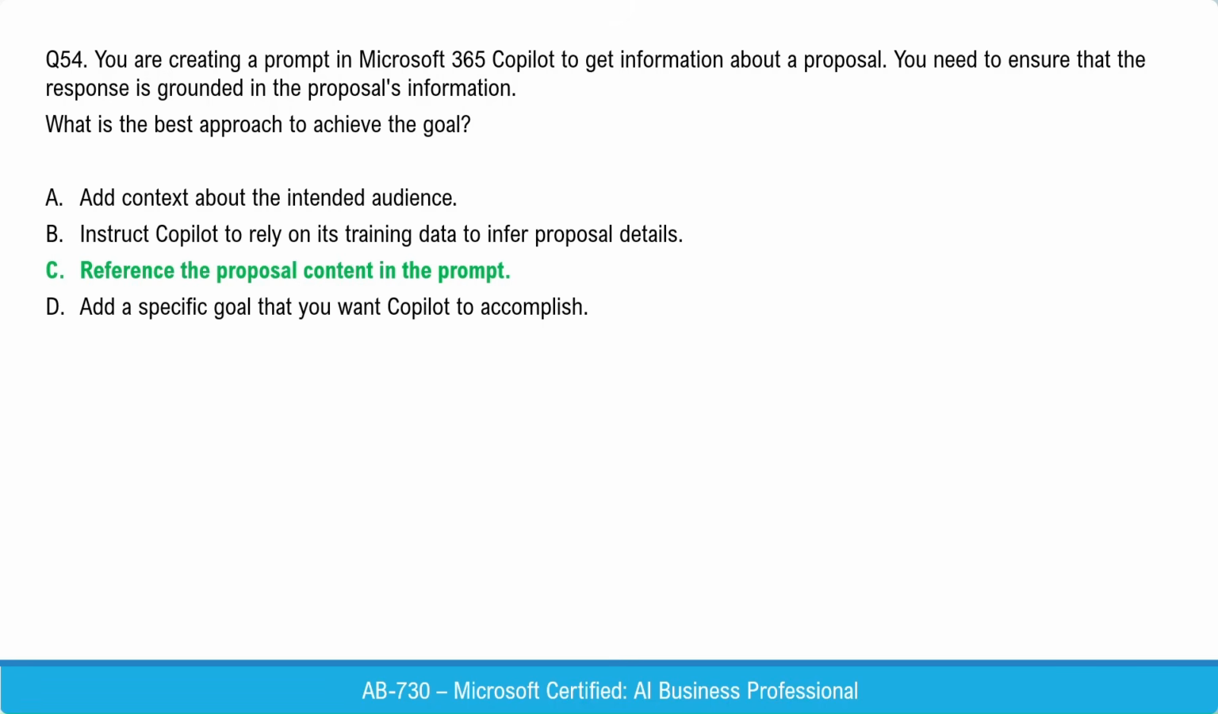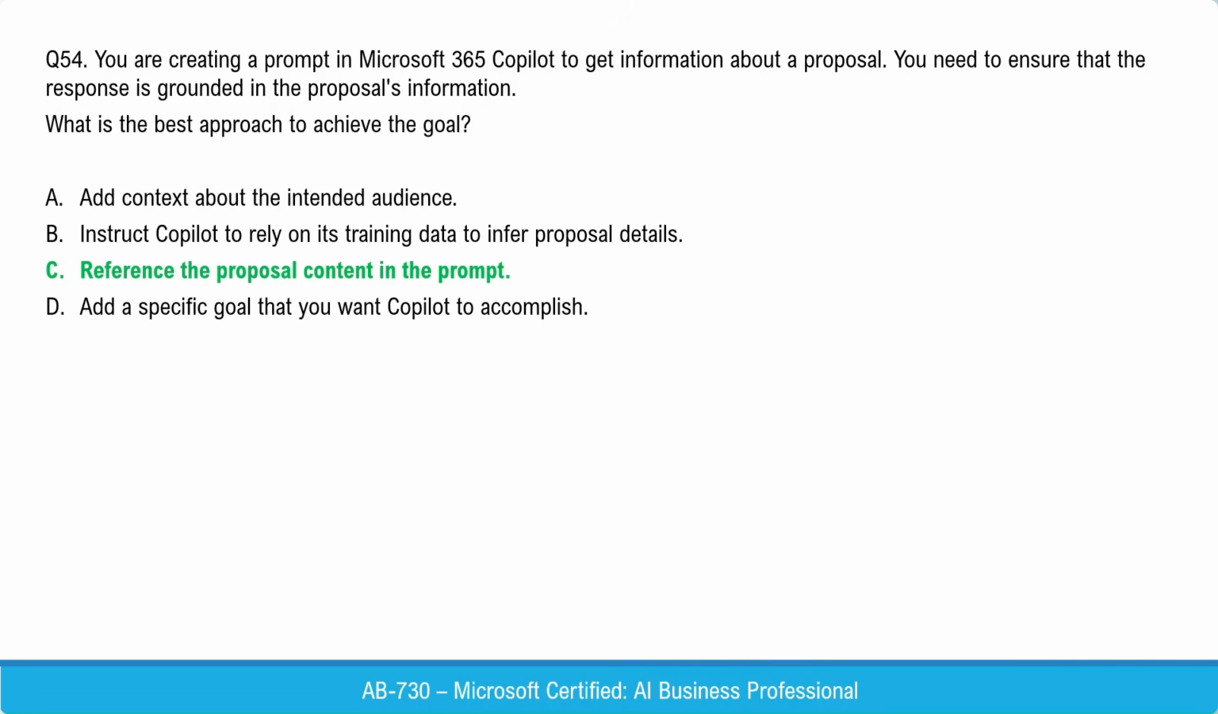Let's understand why. Well, in this case, you want the response to be grounded in the proposal's information. Grounding means the answer should come directly from a specific source, not from general knowledge or assumptions. So the best way to achieve this is to explicitly reference the proposal in your prompt. This tells Copilot to use that content as the basis for its response.